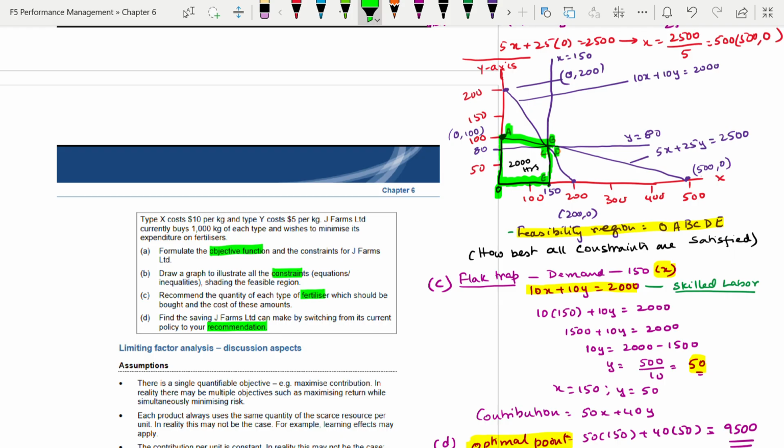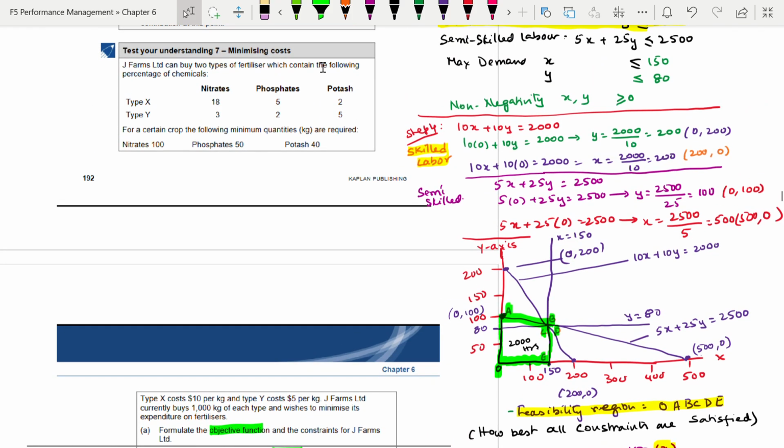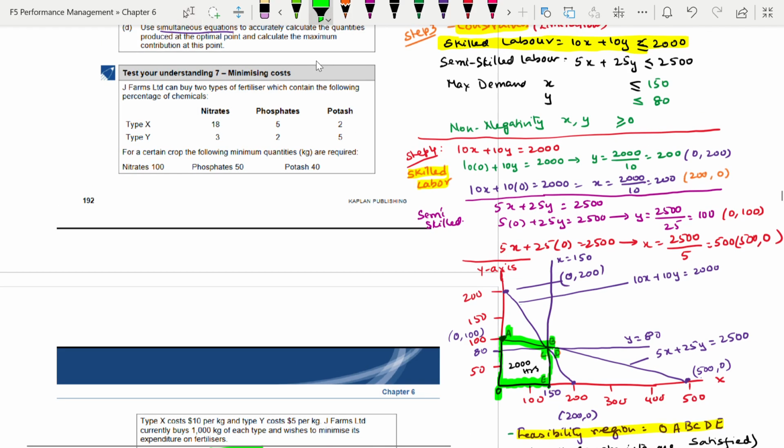Before we go for anything else, what they have mentioned is this. X, take this as X. I will write here: Type X is the X variable. Type Y is the Y variable.